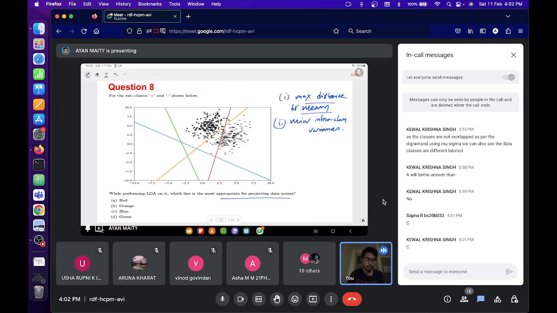Sapna and Keval have written C, which is blue. Yeah, blue is this line. So will it be blue or any other straight lines? Any other answers?